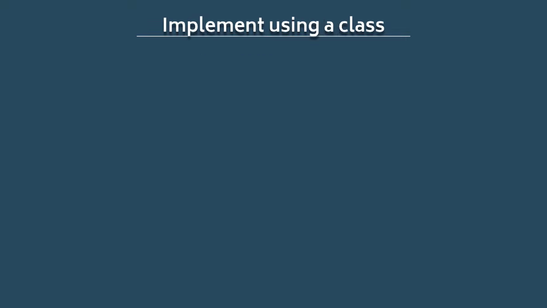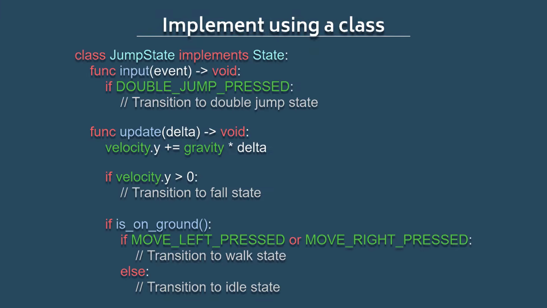We then need to create a class for each state that implements the state-dependent logic. In our case, that would be idle, walking, jumping, etc. We'll use our jump state as an example for this code block, excluding the code for transitioning to another state since we'll come back to that in just a moment.